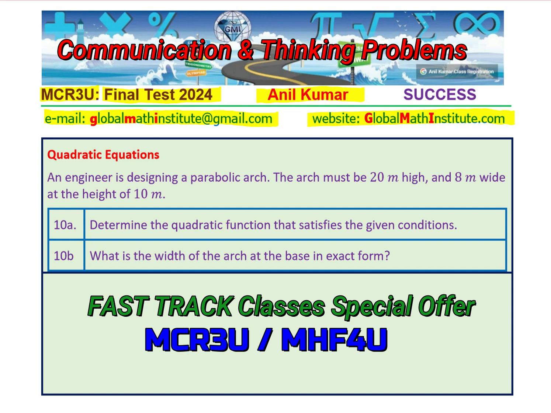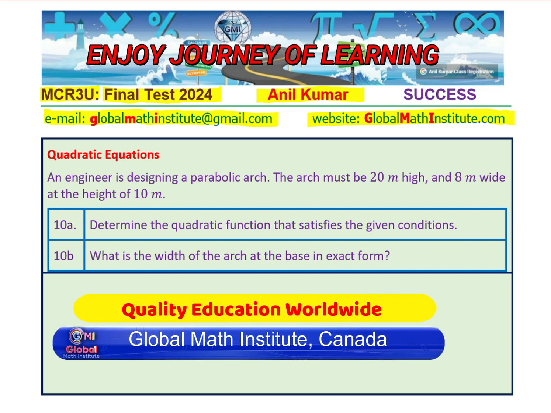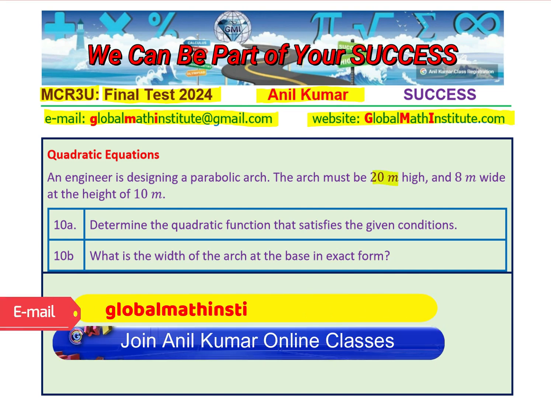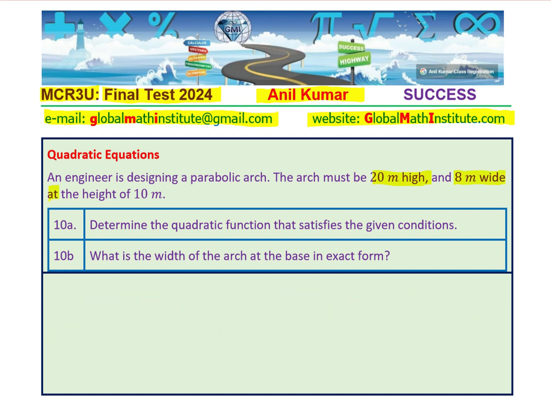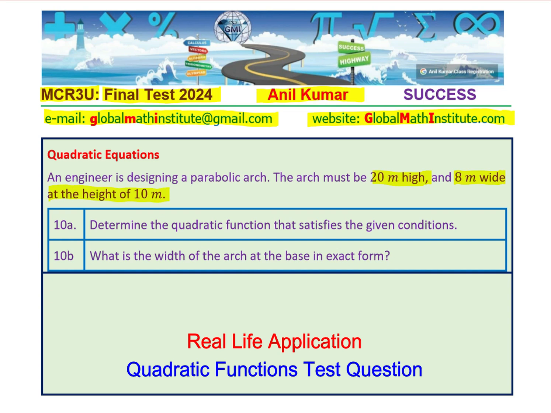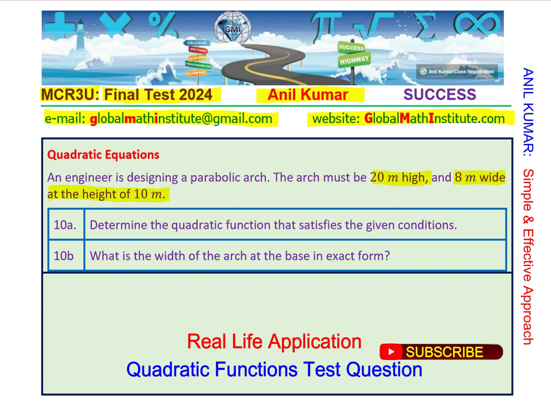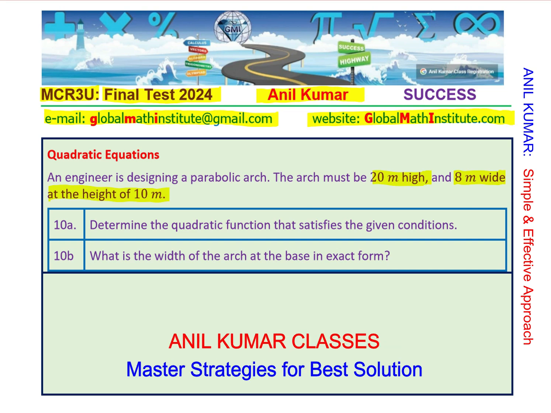The question here is: an engineer is designing a parabolic arc. The arc must be 20-meter high and 8-meter wide at the height of 10 meters. Part A is: determine the quadratic function that satisfies the given condition. Part B is: what is the width of the arc at the base in exact form? You can always pause the video, answer the question, and then look into my suggestion.